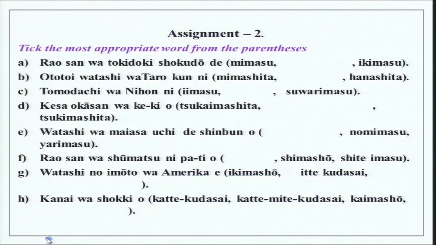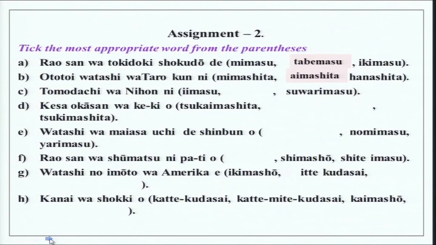Then take the most appropriate word from the brackets. So well, let us see what the first one is. Rao-san wa tokidoki shokudo de tabemasu. So de over here is for activity being performed at a certain point or place. Then the second one is ototoi watashi wa taro kun ni aimashita. Past is for ototoi, which is a past time expression.